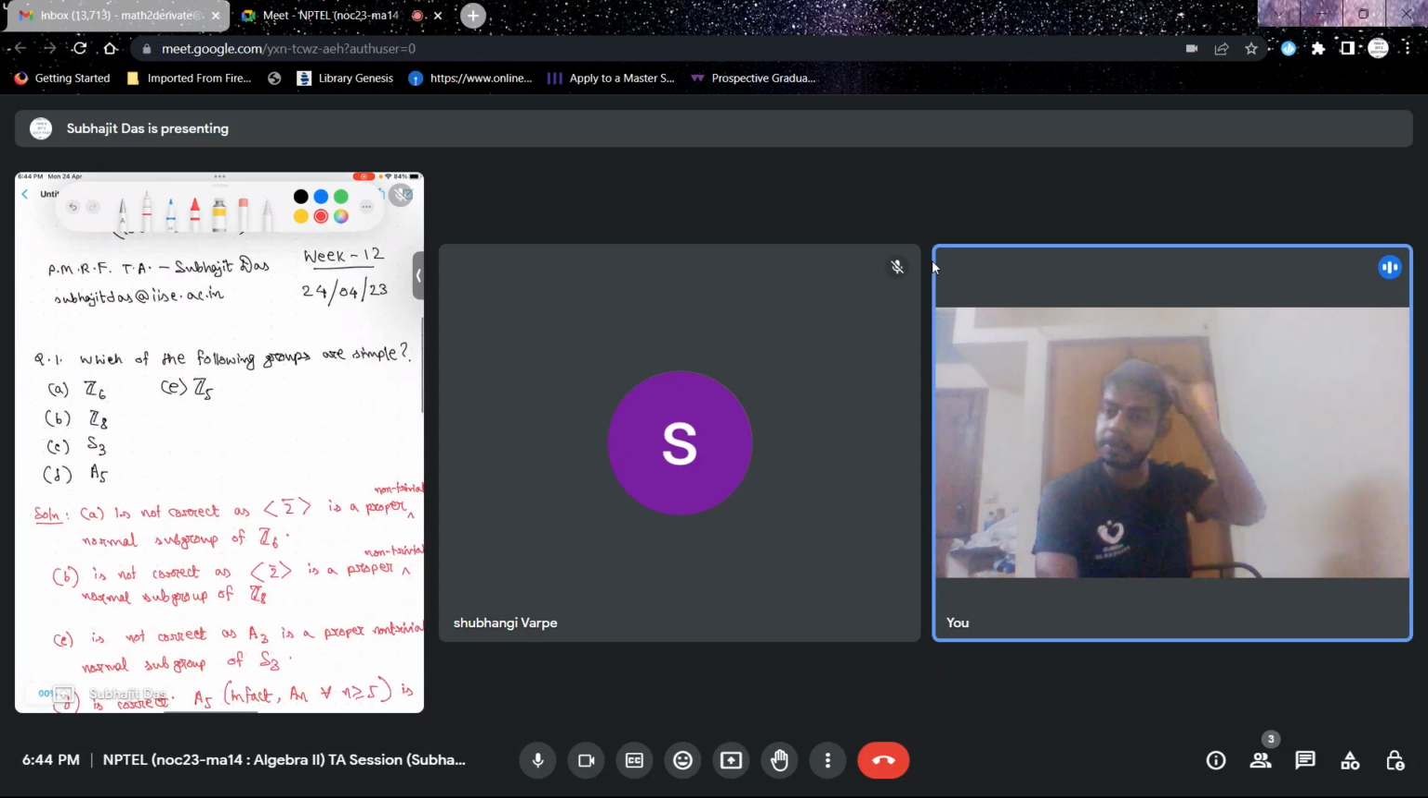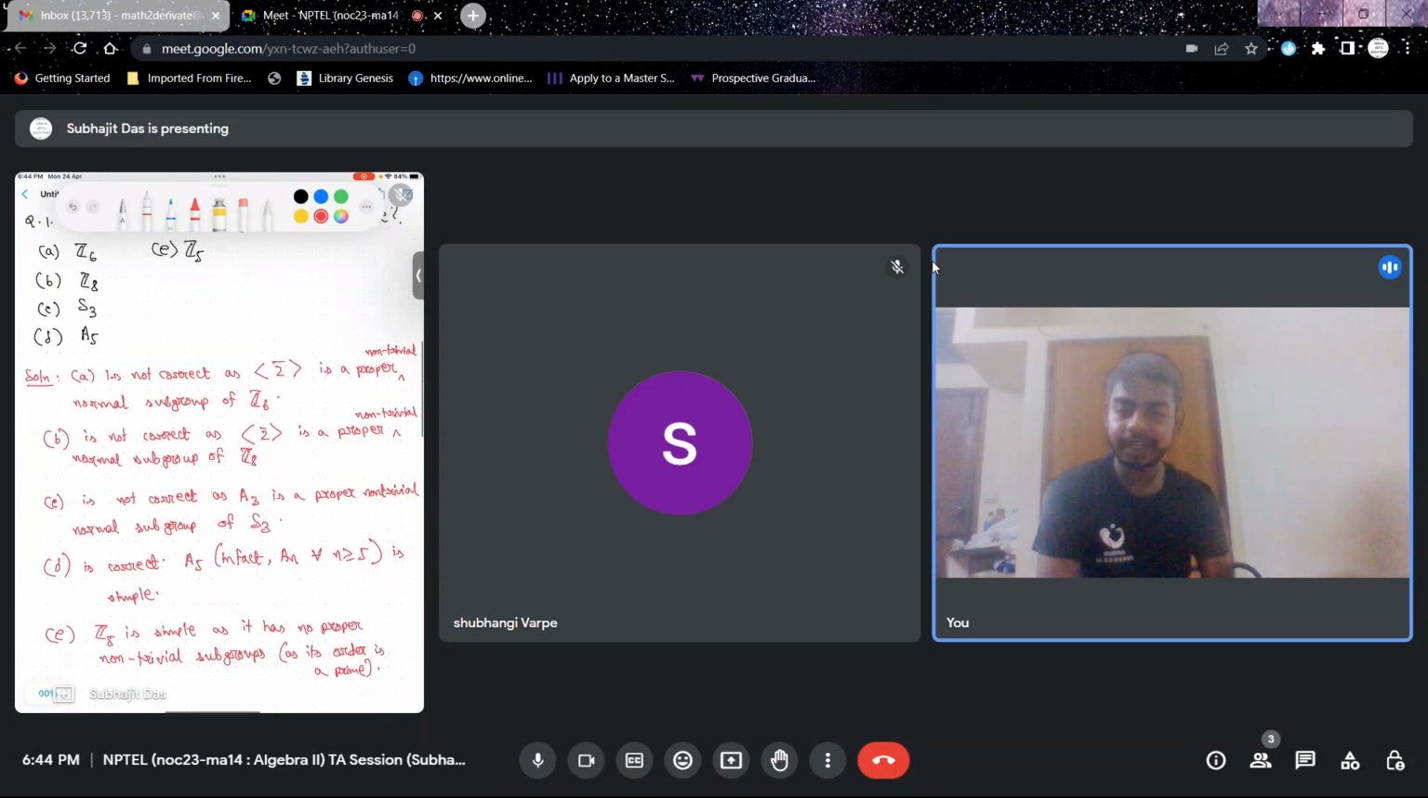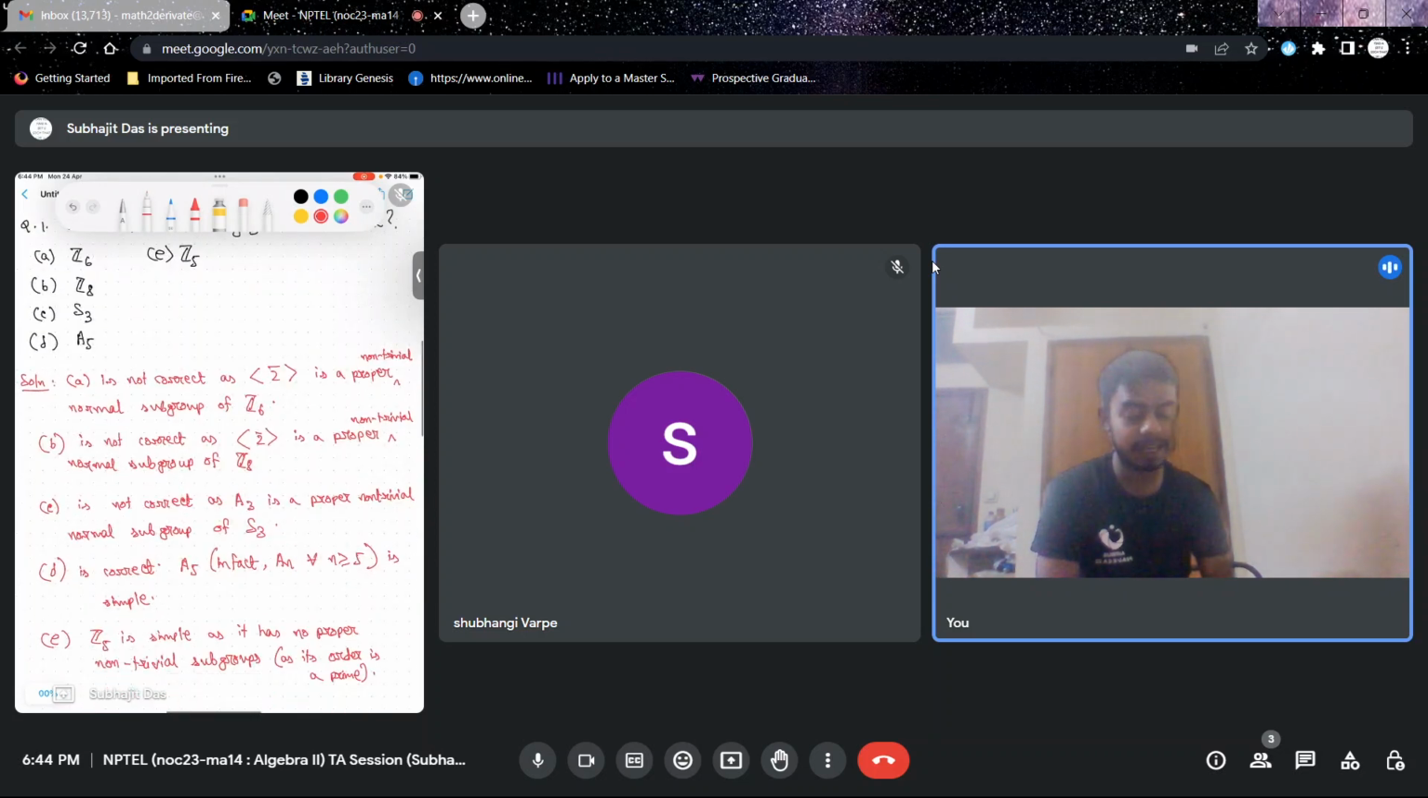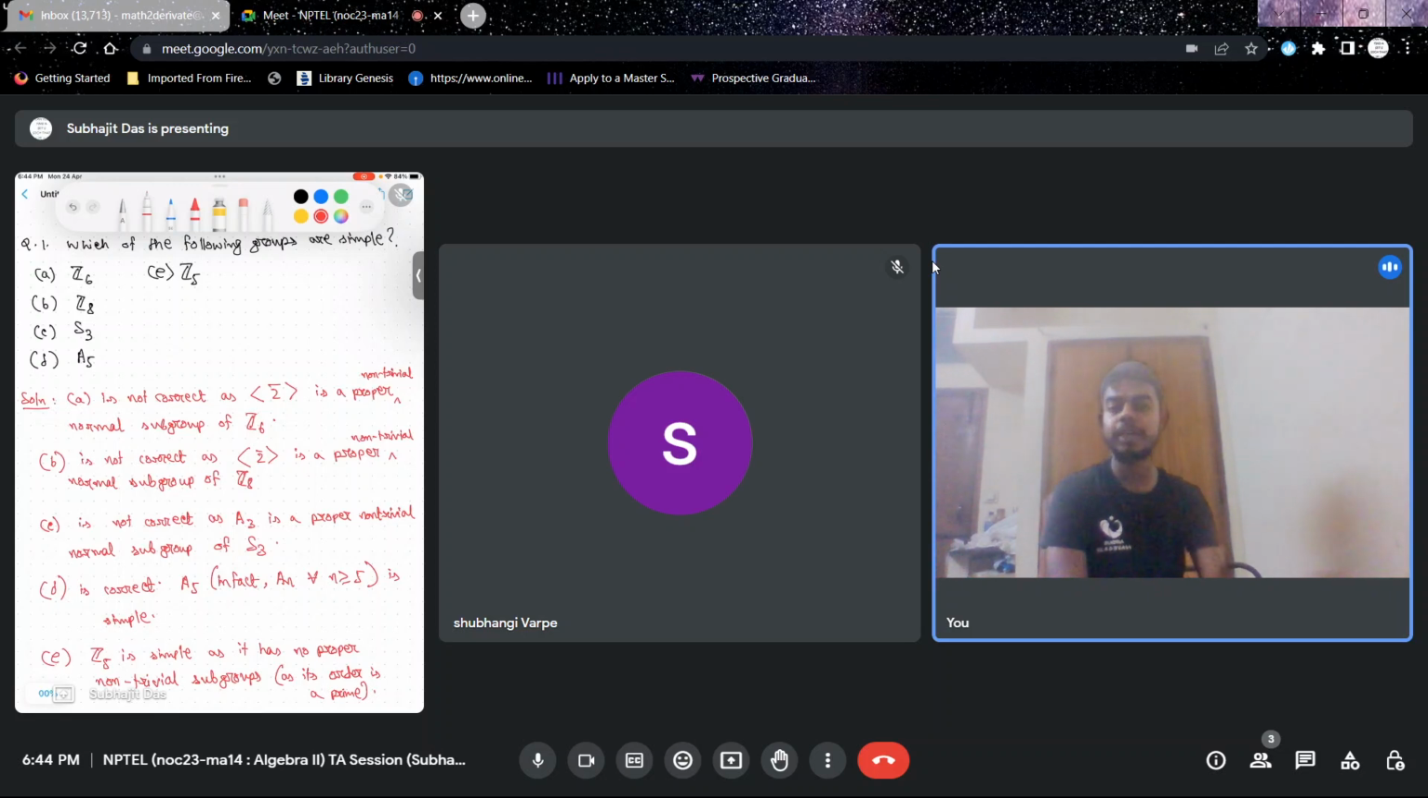So the first problem was to identify which of the following groups are simple. We had 5 groups, and we just needed to identify which of them are simple. Simple means that it has no proper non-trivial normal subgroups, right? Out of this, it's very easy to see that A5 and Z5 are both simple, and none of the others are simple. In fact, any group of prime order will be simple, and for alternating groups, you know that An is simple for all n greater than or equal to 5.